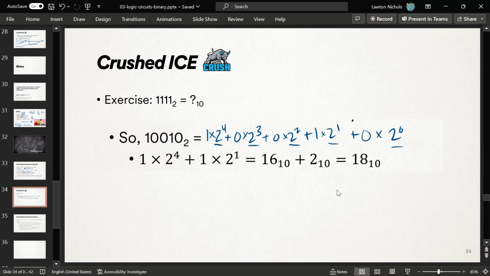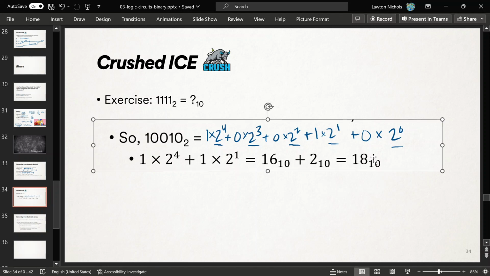Let's see, how's my timer? 10 more seconds to work on it on your own. Alright, that is my timer. Any brave souls want to share their answer?